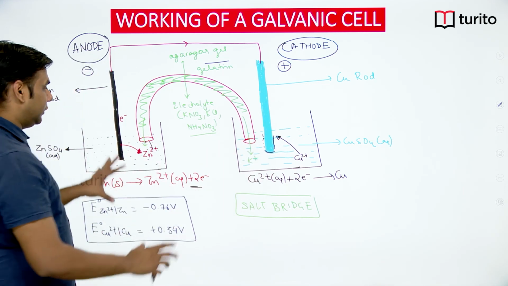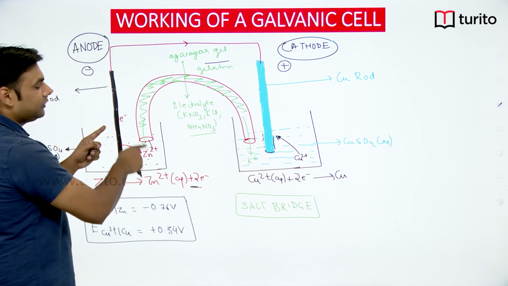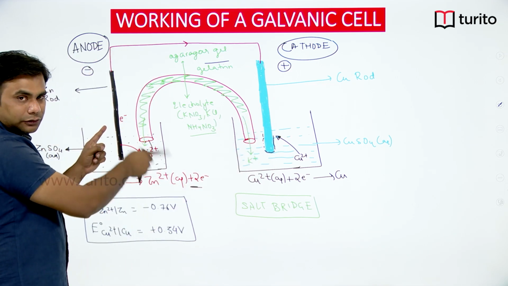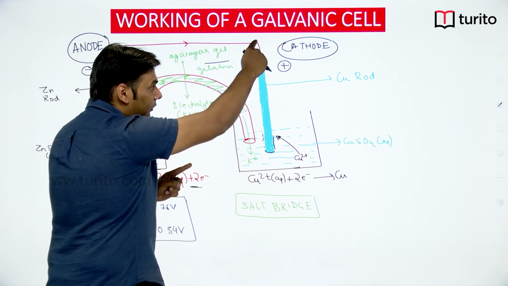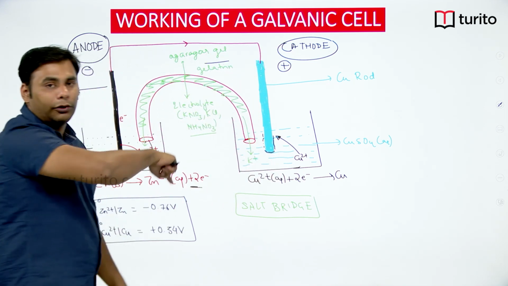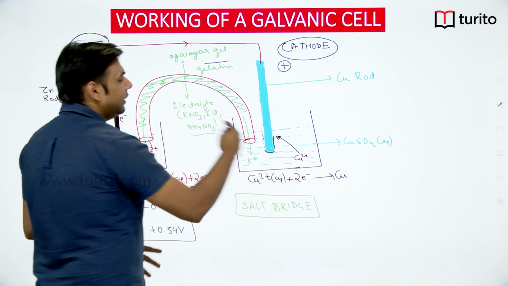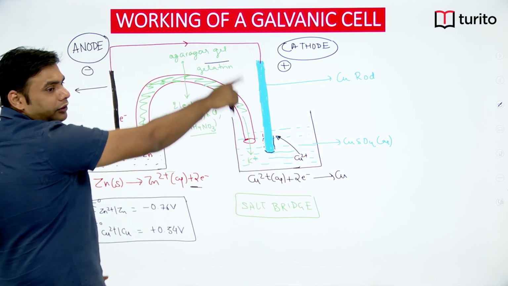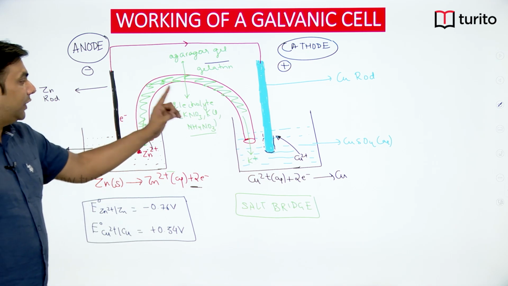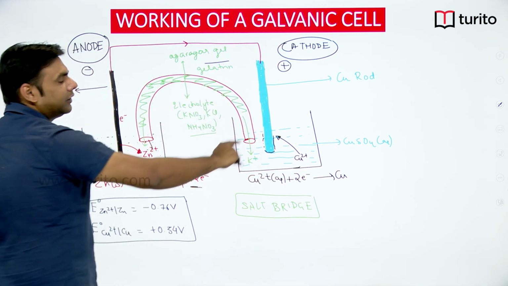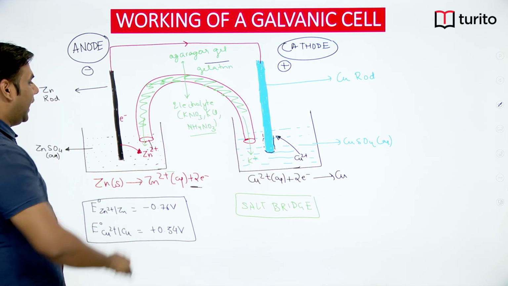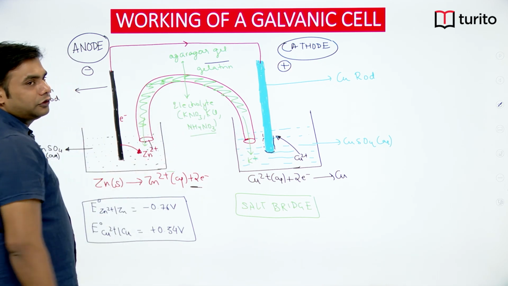Now if the solution gets neutralized, oxidation will start happening again: zinc will change into zinc 2 plus, and electrons will be liberated and go to the cathode, and through the cathode enter the solution, where copper 2 plus gets reduced. So the flow of current keeps on going. The salt bridge basically completes the circuit. The external circuit was connected through a connecting wire, and the internal circuit is completed through the salt bridge.